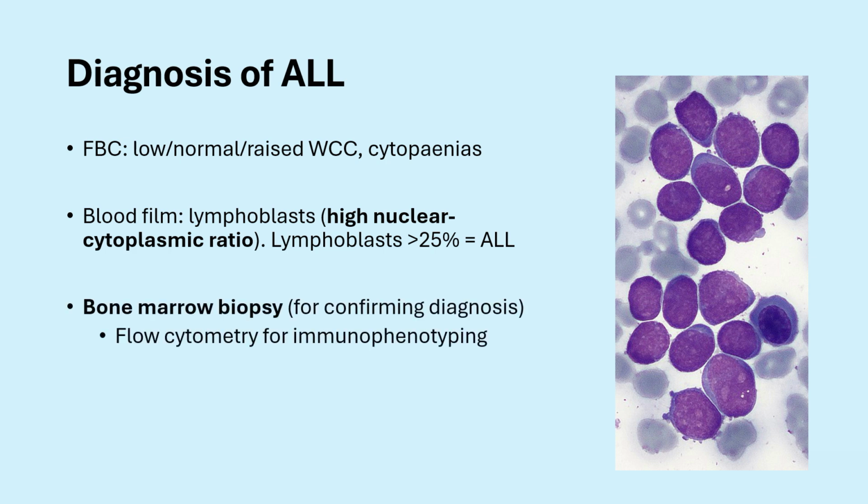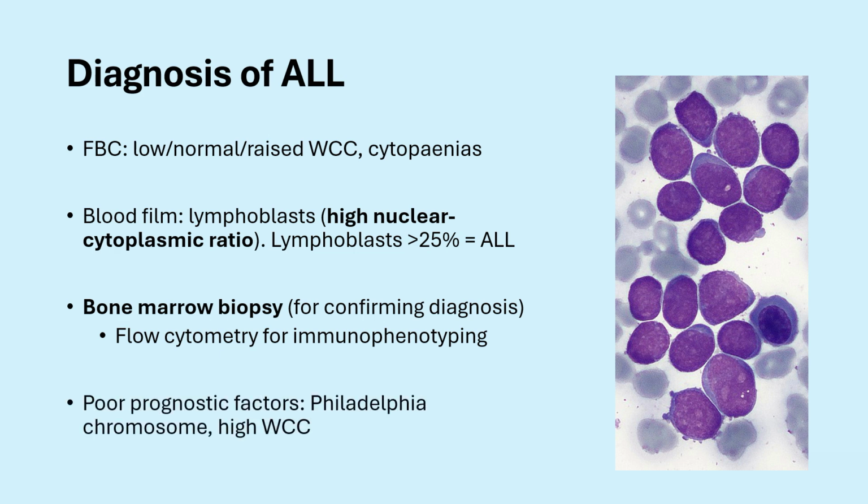A bone marrow biopsy again is needed to confirm the diagnosis, and again, flow cytometry can be done for immunophenotyping, i.e. which type of cells are involved. Hence, this can guide the management for the specialists. Poor prognostic factors of ALL are the presence of the Philadelphia chromosome and a high white cell count.